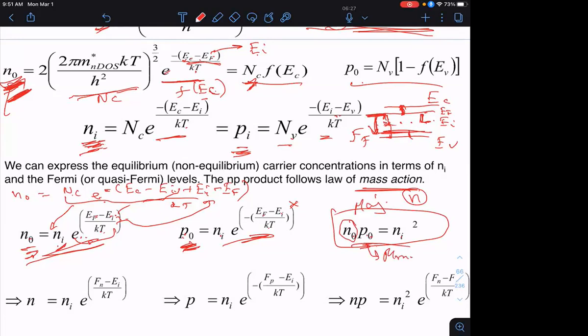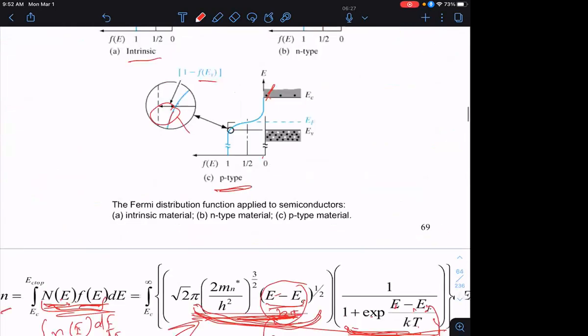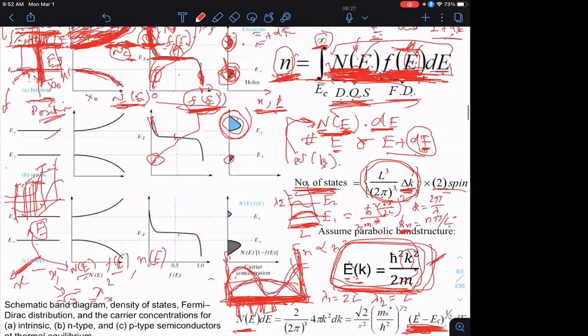Okay. Conversely, as I move the Fermi level closer to the valence band by doping it with more and more acceptors, I'll increase the hole concentration. That'll become the majority carrier, but there'll be a corresponding decrease of the electron concentration. And in each case, the NP product will be the same. And that's exactly what I saw in this figure.